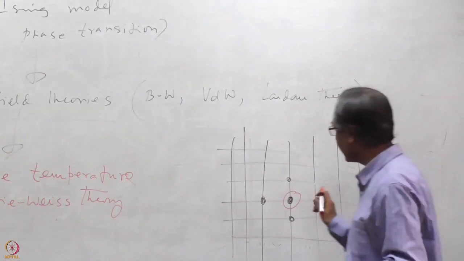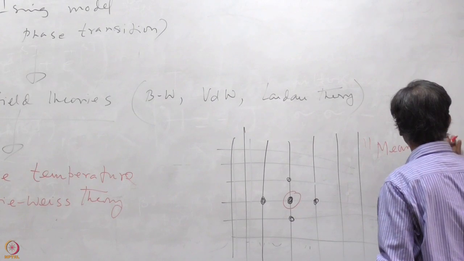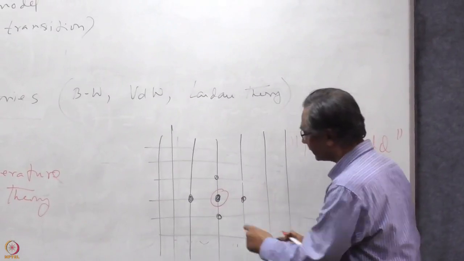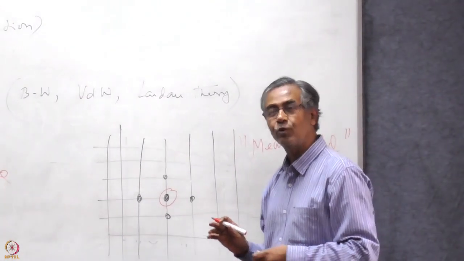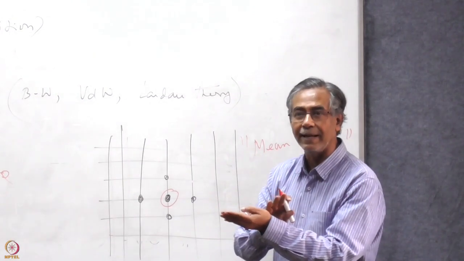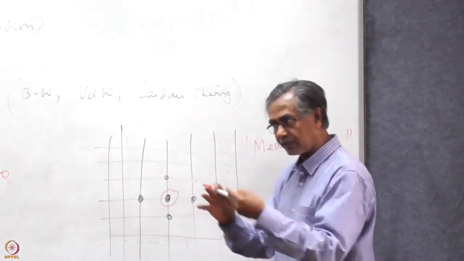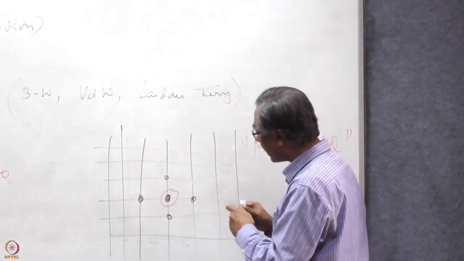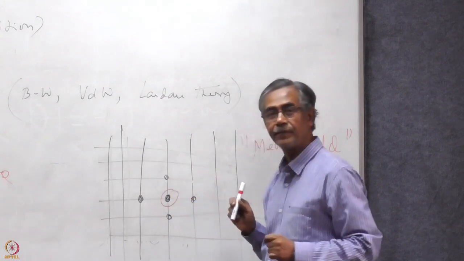So my spin here is seeing a mean field. If all of them are up, then my spin here will also want to be up. So now, can I take a description that is a little bit coarse grained, not completely microscopic, a little bit less? We call it coarse graining, where I write the Hamiltonian now in terms of the mean field.